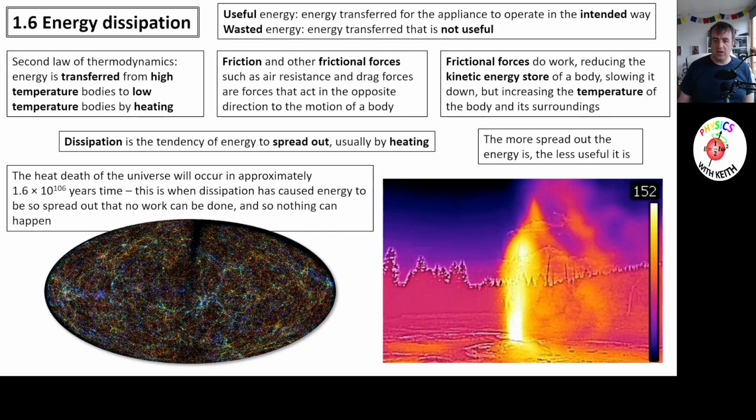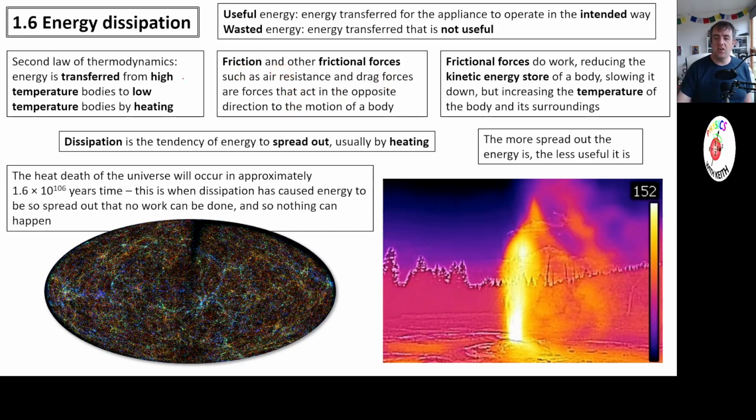So there are some key words we need to define. Useful. A useful energy store is one where we're transferring energy into a store in the way that the appliance or device, the transducer, was intended. We can talk more about that in a later lesson. Wasted energy is transferring energy in a way that's not useful. Usually that means into the thermal energy store of the surroundings.